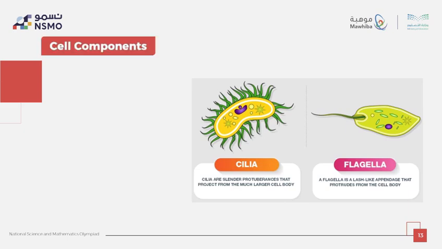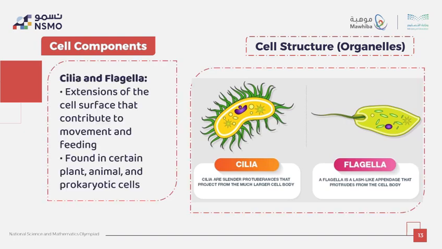Cilia and flagella are extensions that help the cell move materials around. And they're found in certain plant, animal, and prokaryotic cells. So let's see the difference between them. This has a few in number, this has many. This is probably long, and this is short. And also this is used for movement, and this is probably used for attaching, transmitting plasmids, and other things. So these are the main differences between cilia and flagella.